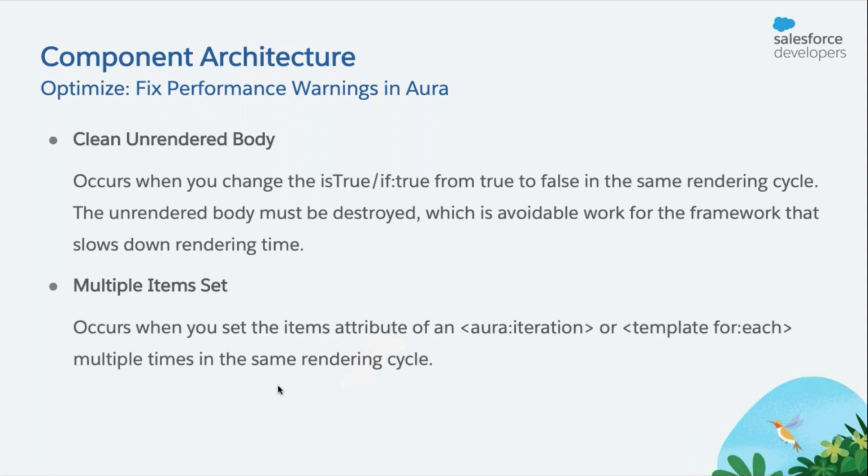And the same thing happens with the aura iteration. It is my bad, it doesn't happen for each, only for aura iteration, where you set a bunch of items, and in the same rendering cycle, you again try to set another bunch of items to the same aura iteration. So this is what is called multiple item set, and this degrades performance.